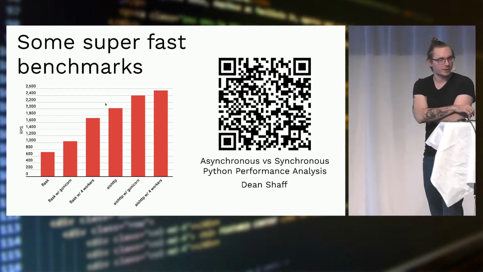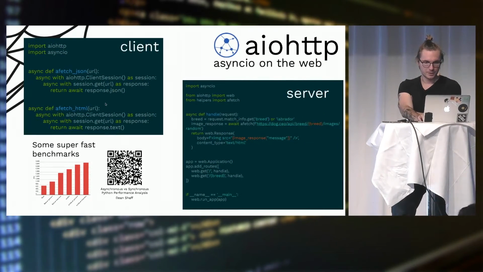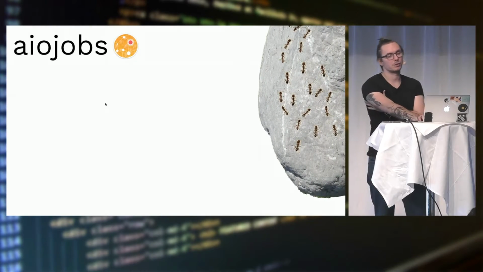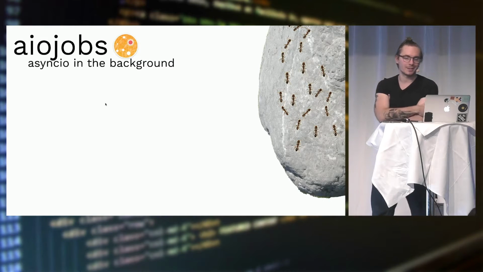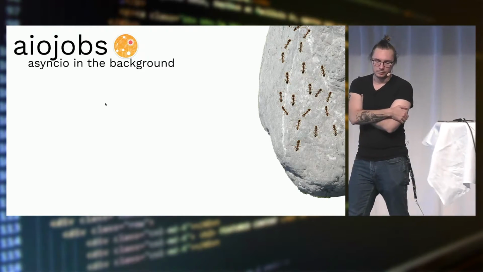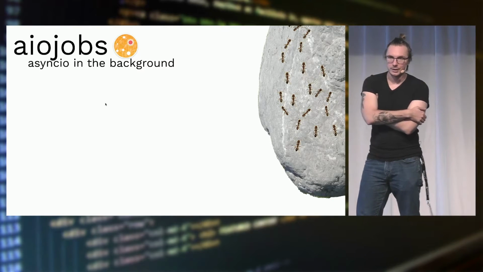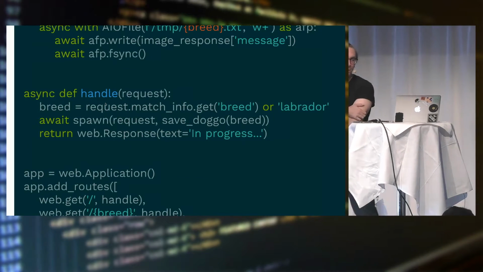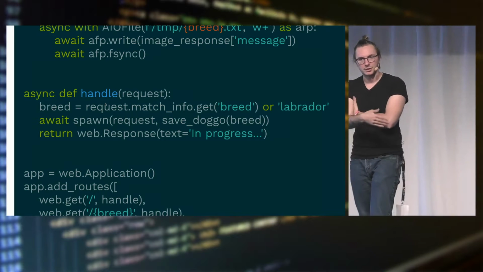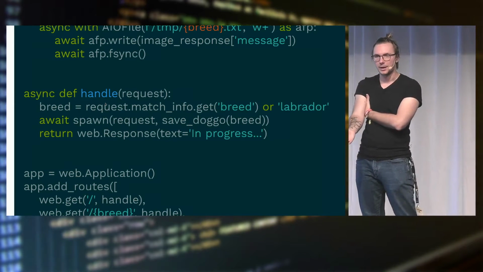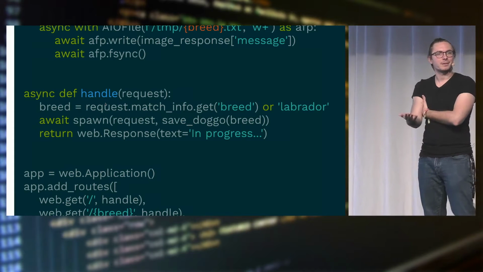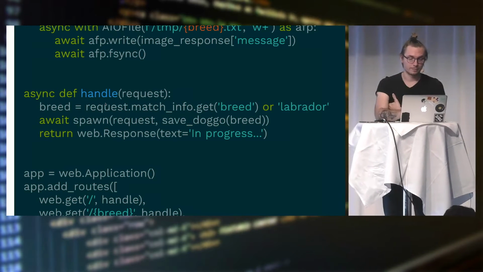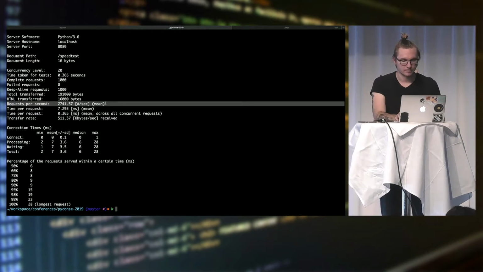All right, so now that we are done with AIO HTTP on the web, or Asyncio on the web, I want to mention another package called AIO jobs, which I would call Asyncio in the background. With these, you can create future-like objects out of the box in Asyncio with this keyword that we call spawn. So with spawn, you can just say, hey, I want the background task to be executed, and essentially, you will get a queuing system by default that works like a charm. I have a demo for this as well.